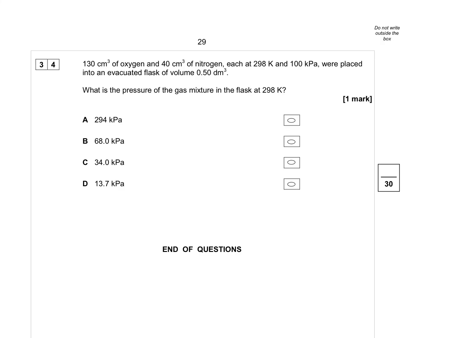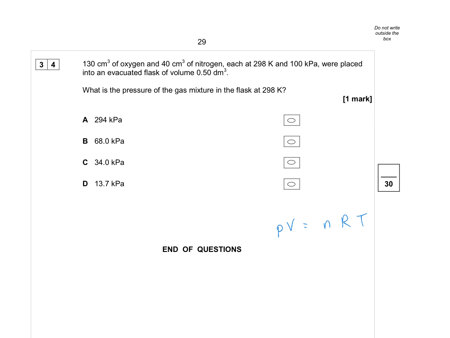So the final question, question 34, tells us we've got a volume of oxygen and a volume of nitrogen, both at the same temperature and pressure, placed in an evacuated flask with a given volume. Then it says, what is the pressure of the gas mixture in this flask at a given temperature? It looks like a PV equals nRT question, but when you look at it in more detail, it's actually quite straightforward.